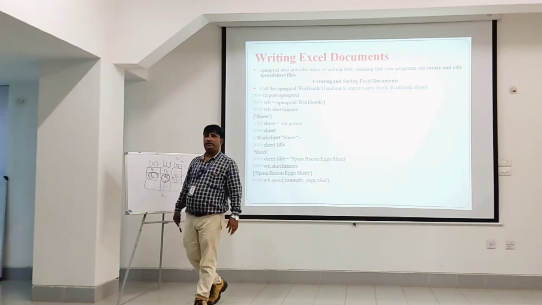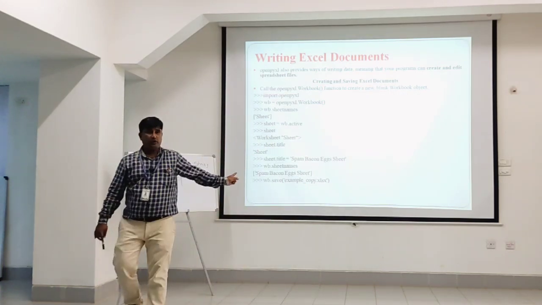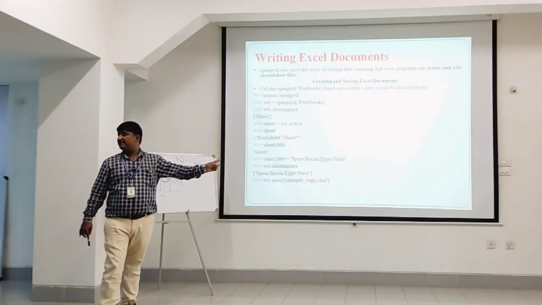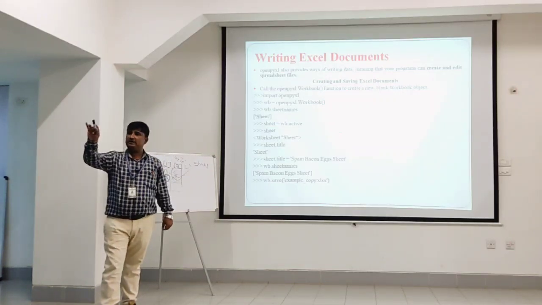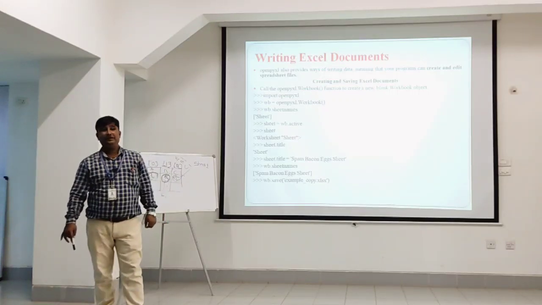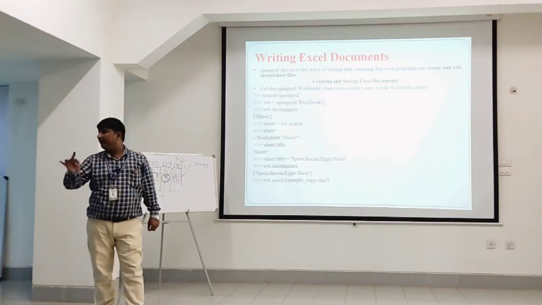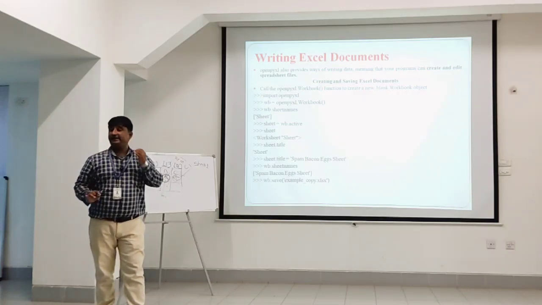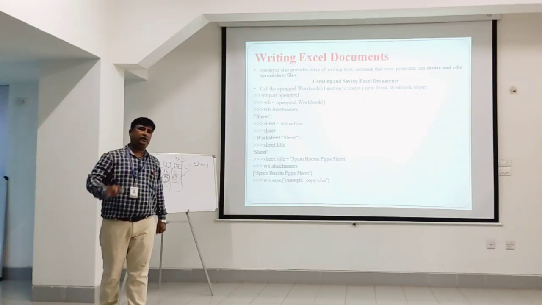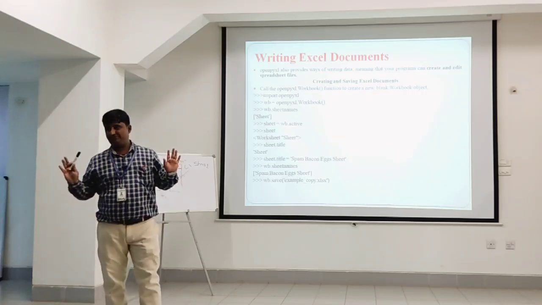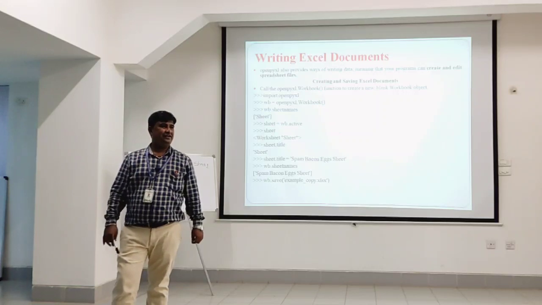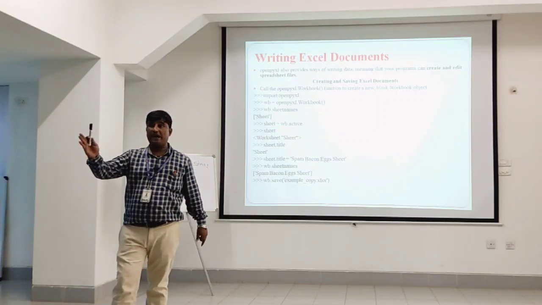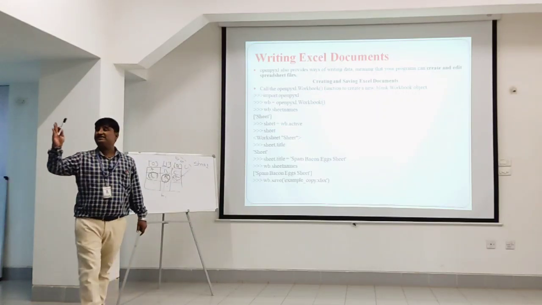Next. wb.save("example_copy.xlsx"). This is very, very important. What is example_copy? This is the new file name that will be created. What does example_copy.xlsx contain? 100% it is a blank sheet. What does that sheet contain? Is it "Sheet" or is it "Spam Back on X Sheet"?